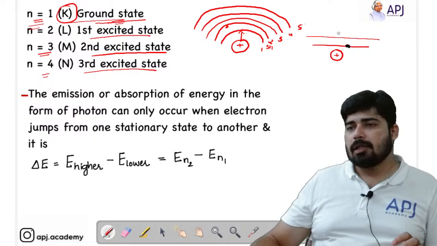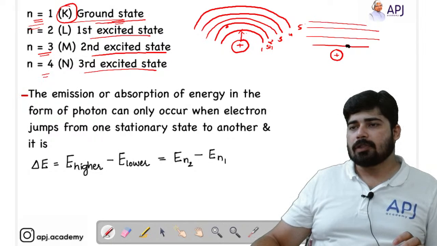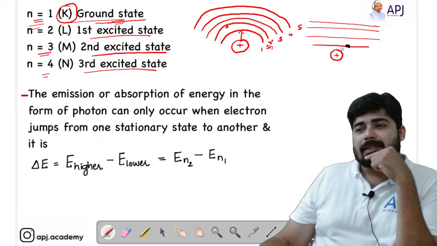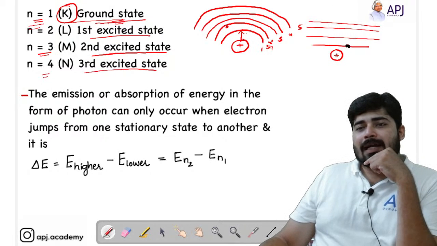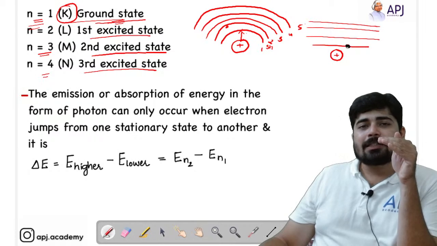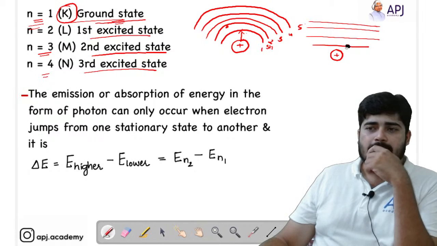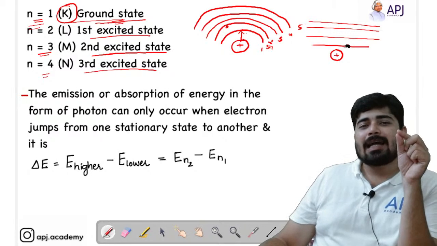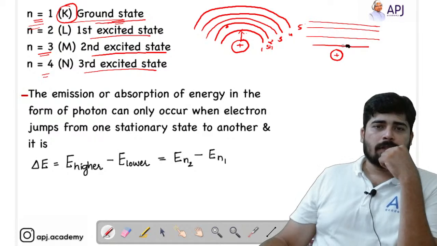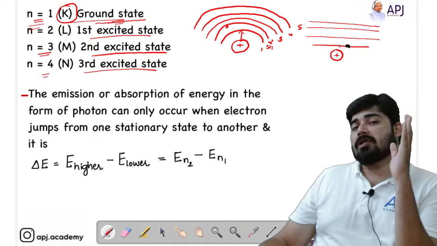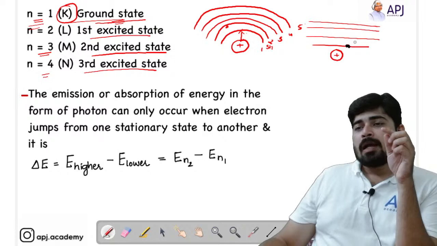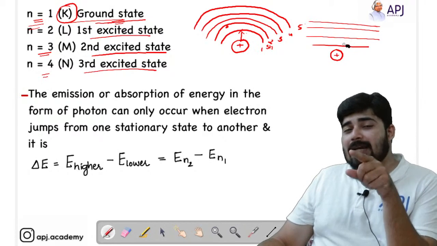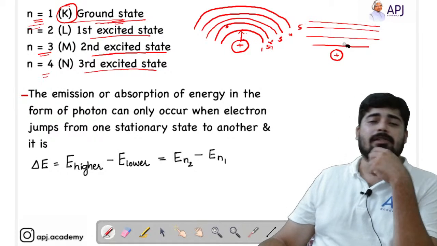This is the second shell. This is the third shell. This is the fourth shell. Likewise it goes. So the very basic thing you have to understand here is that if the electron is present in the first shell, that means it is very close to the nucleus. That means that electron is very stable and it has less energy. You have to keep this point important in your mind, that if the electron is closer to the nucleus, then that electron is more stable and it has the least energy.